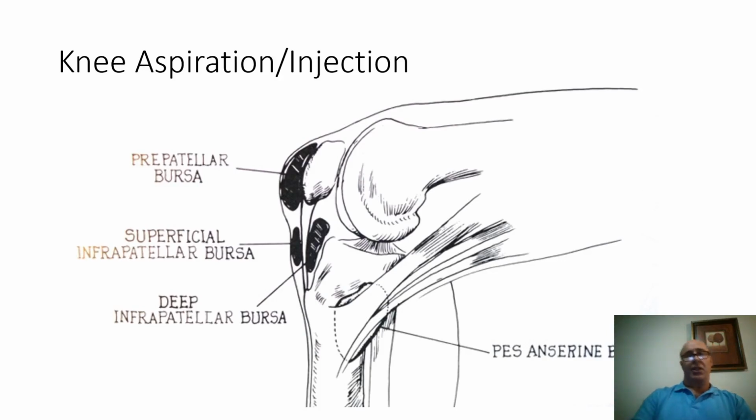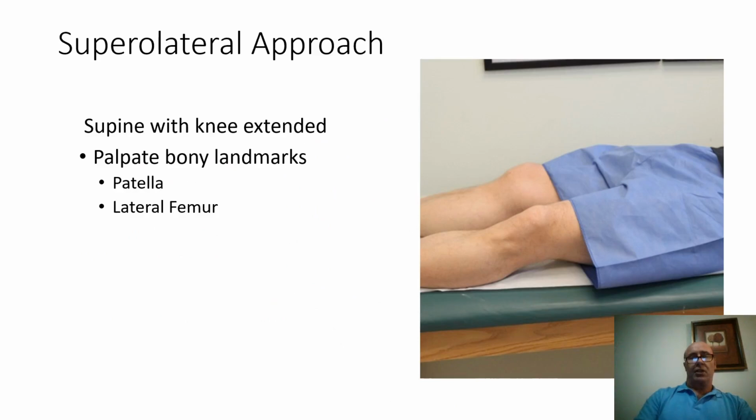Looking at the joints which we're going to want to inject, you need to know your basic anatomy, with the knee, where the bursas are lying, where the tendons are lying, and your hamstring insertions. So, knee aspiration: the knee is a pretty easy joint to get into. You can do it with the patient lying supine or sitting up. If supine, that's fine. You want to palpate your bony landmarks, so you have an appreciation of where the patella is, the borders of the patella, and the lateral femur.